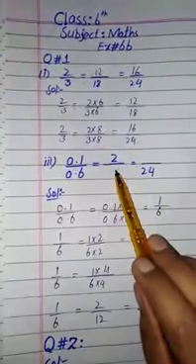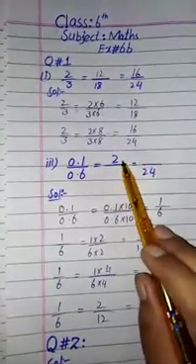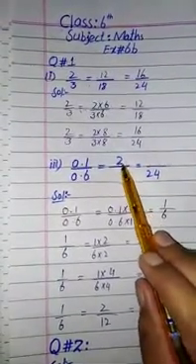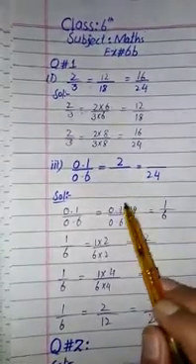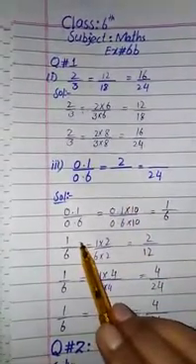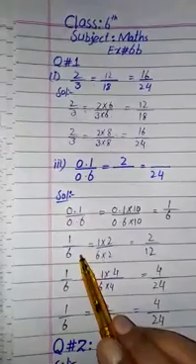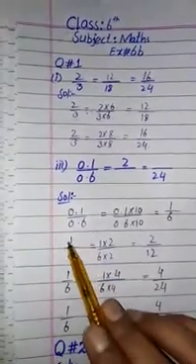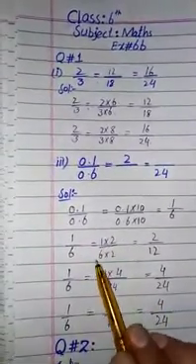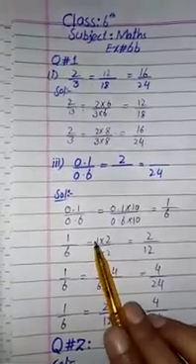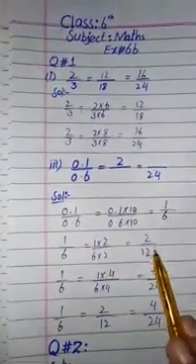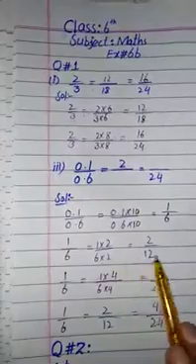Now we are solving the first fill in the blanks. To make the numerator 2, we multiply the numerator by 2 and denominator also by 2. So 1 multiply by 2 over 6 multiply by 2. 1 multiply by 2 is equal to 2 over 6 multiply by 2. 6 2s are 12.